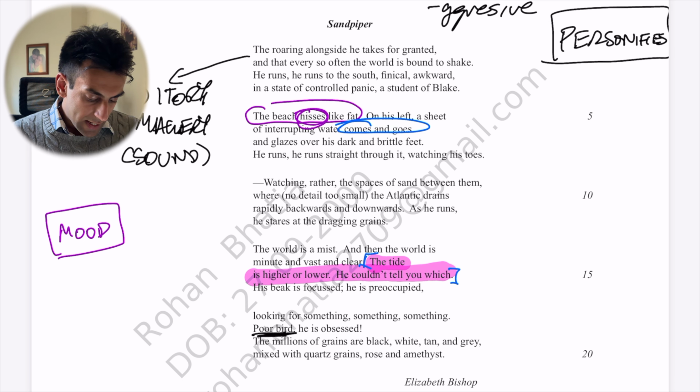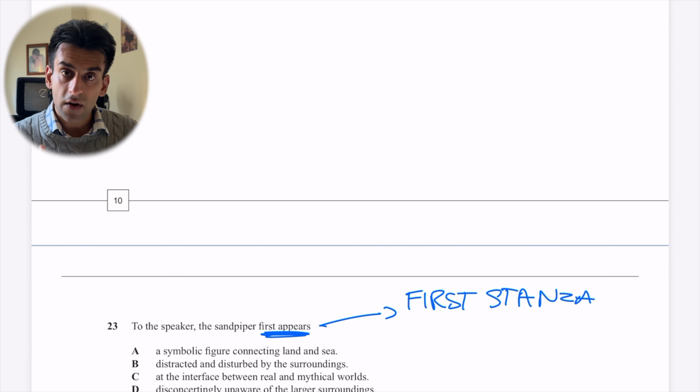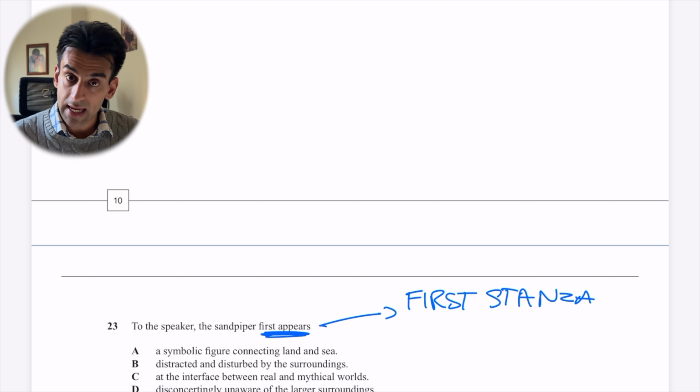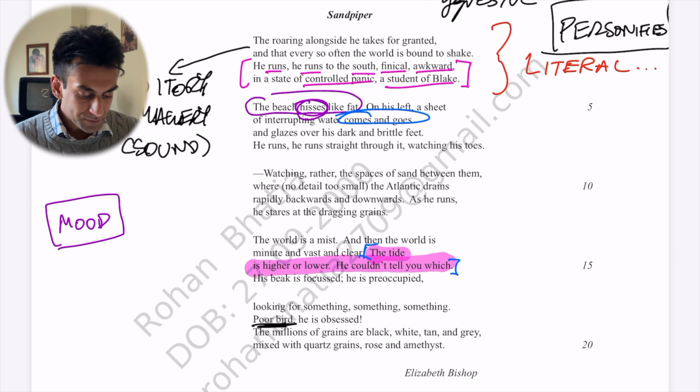Okay. Now, if we go through the answers again here. So the sandpiper first appears a symbolic figure connecting land and sea. Now, to me, this first stanza is, unlike a lot of poetry, not very metaphorical or symbolic. It's actually quite straightforward. It tells you that there's a sea, the bird takes it for granted, and he's just doing his own thing. There's no metaphor, symbolism, or extra third, fourth layer of thinking or imagery here for us to think that deeply. So for us to think that this is a symbolic figure between land and sea, that's probably assuming too much. So it's not going to be A.